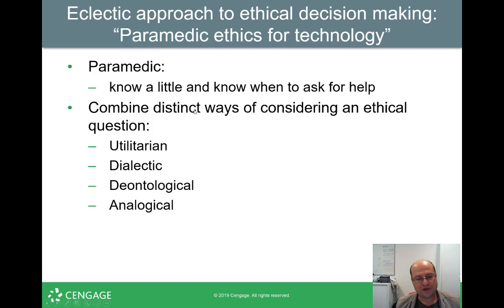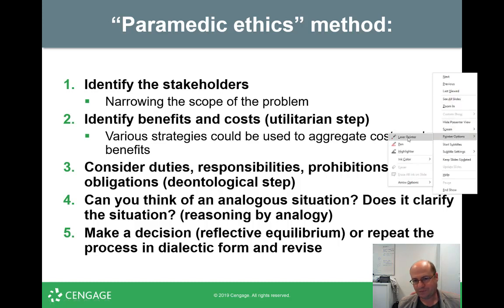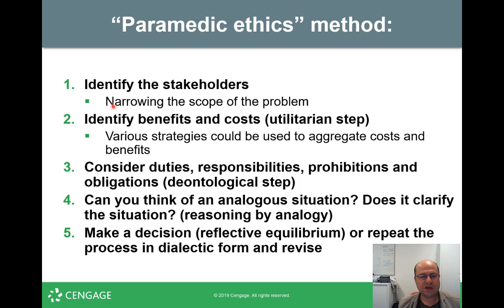So we've learned a few concepts, and we're going to now put all of them together as a method for tackling ethical questions related to technology. So what's the method? The paramedic ethics method. First, you have to identify the stakeholders. This will help you to narrow the scope of the problem. You're going to identify who are the people that are actually involved in the particular ethical issue related to a piece of technology. Then you have to identify benefits and costs.